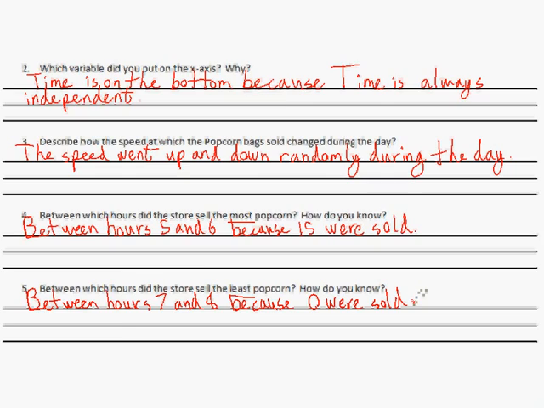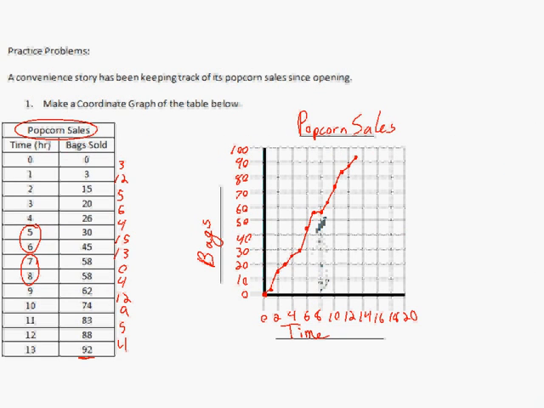Now, let's look at the graph between hours 7 and 8. I just want to point out the graph is flat when nothing is added. So if nothing's happening, the graph is flat.